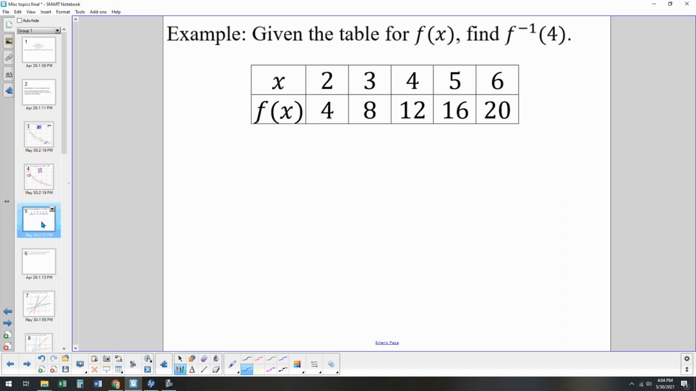So we could also do this from a table of values, not just from a graph. So here, if I want to find f inverse of 4, again, I'm looking where y is equal to 4. And I find y is 4 right here, so that means my answer is 2. They're always going to try to trip you up by having the number 4 appear twice. Because we're saying the inverse of 4, we're looking at the output of 4.